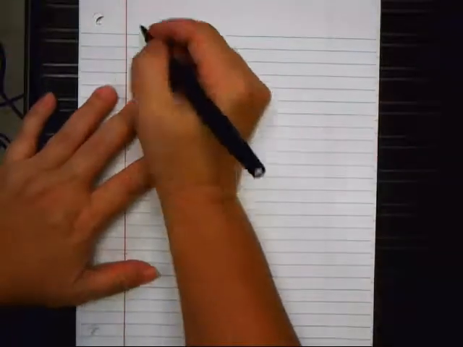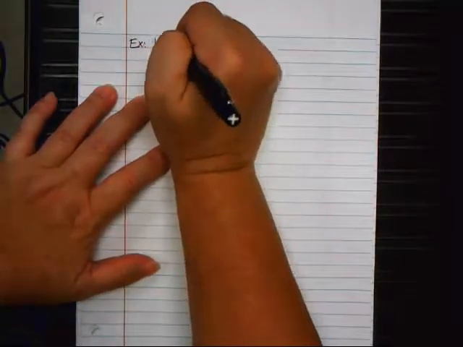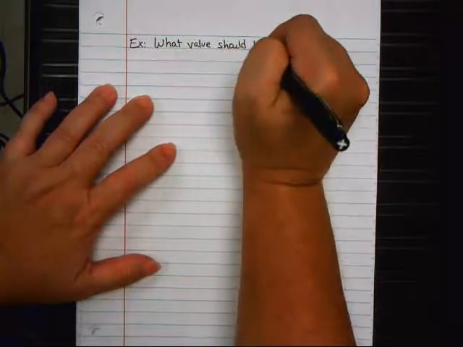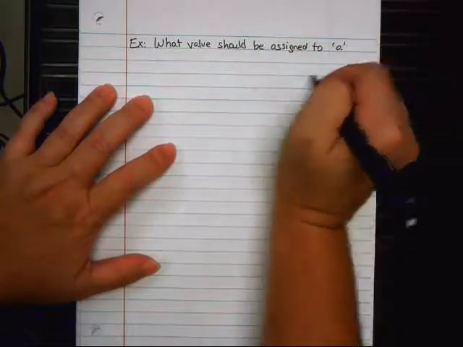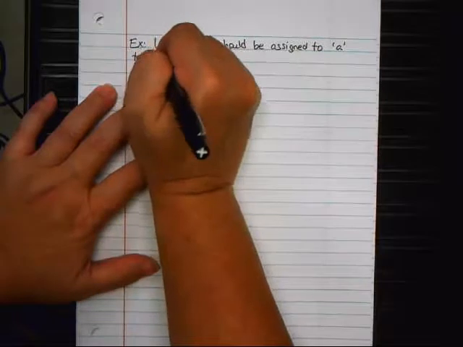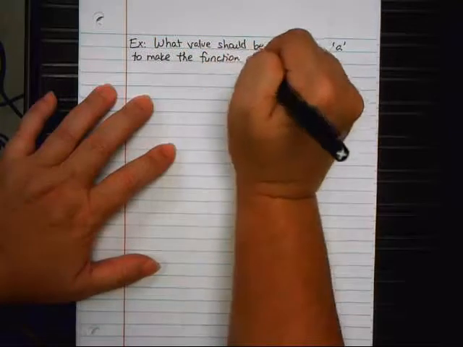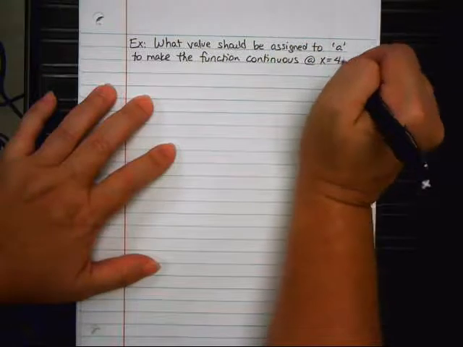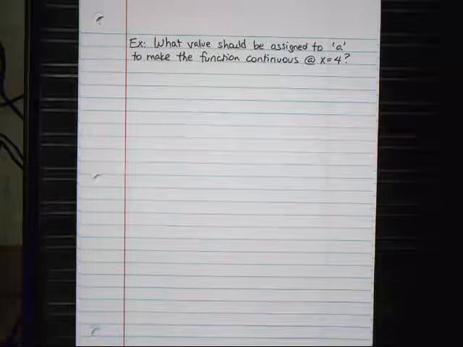This is on the back of worksheet 1 as well. A problem that looks like this. What value should be assigned to A to make the function continuous at x equals 4? That doesn't make any sense because I haven't given you a function yet. It will in a second. Is this a totally different problem?